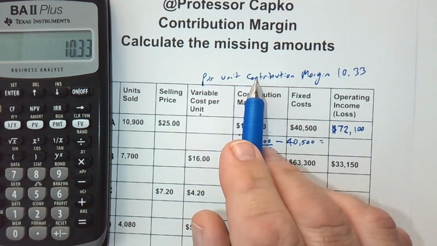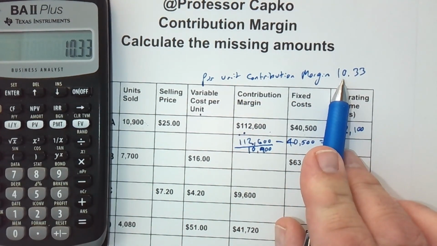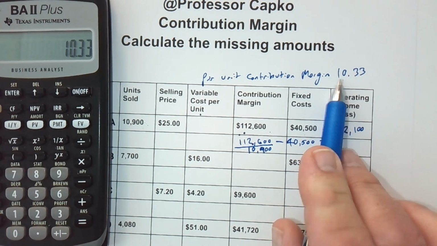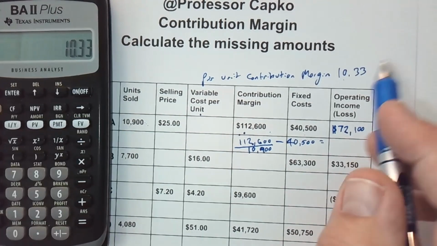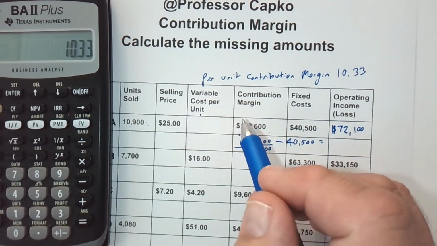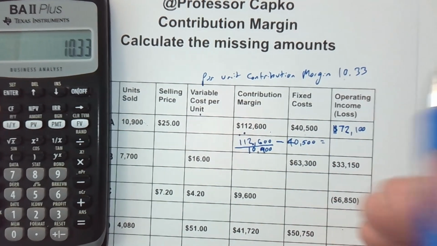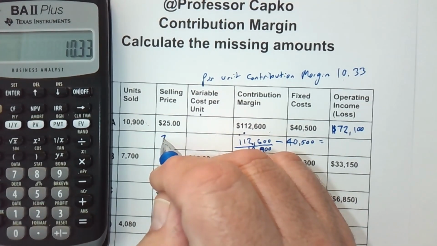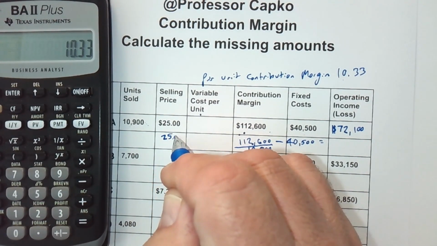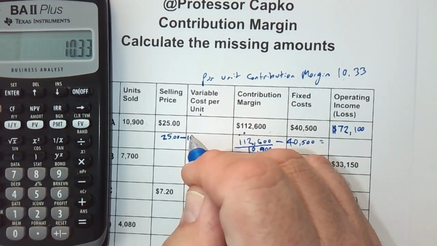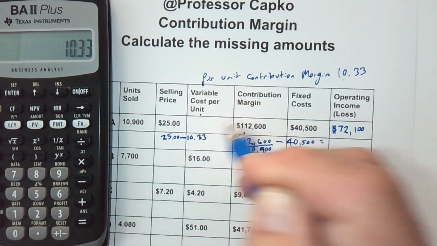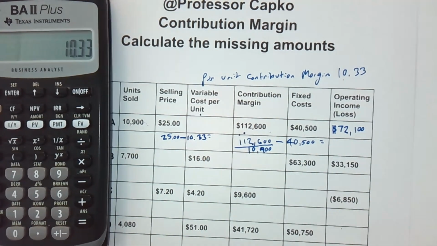So in other words, each unit sold contributes $10.33 toward your profit. Since we have a selling price we know is $25, to find the variable cost per unit, I need to subtract out the contribution margin, then that's going to give us the variable costs. So if I start with $25 per unit as a selling price and I subtract from it the contribution margin, in other words, how much goes toward profit, the $10.33.